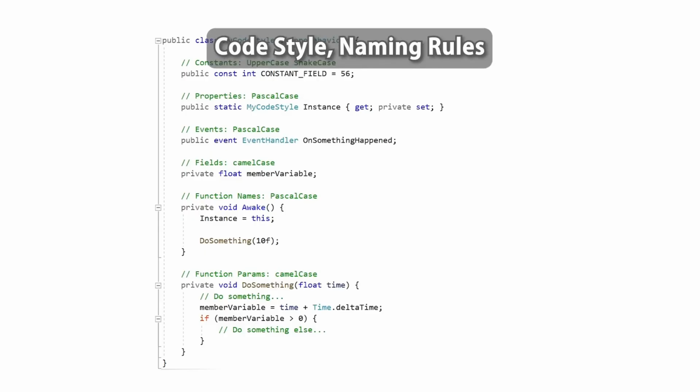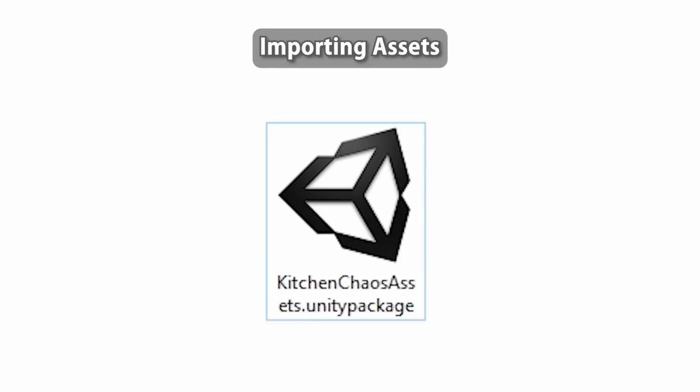After that comes an extremely important lecture all about coding style and naming rules. Like I said, the code in this course is on the same level of quality as my Steam games, so having proper naming rules and good code style is paramount. Next, we're going to download and import all the assets that we're going to use in the course. Everything is included so you can follow along with every step of the way.